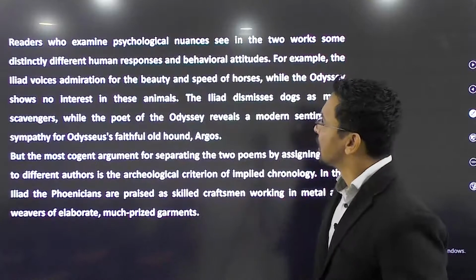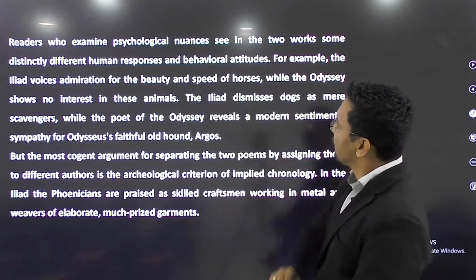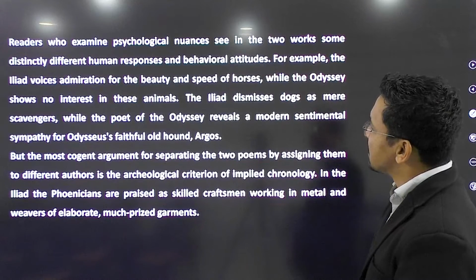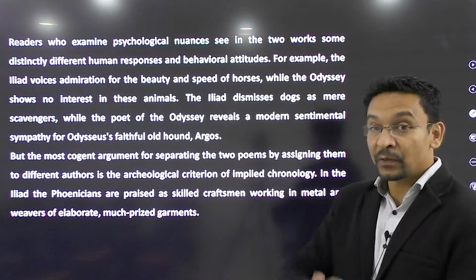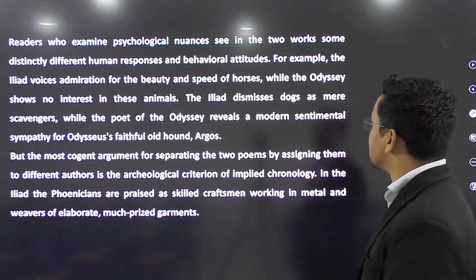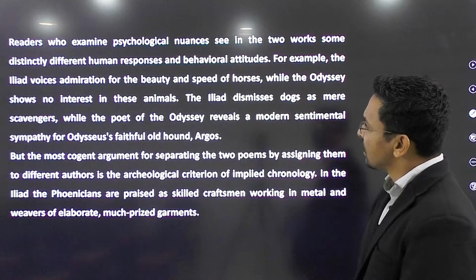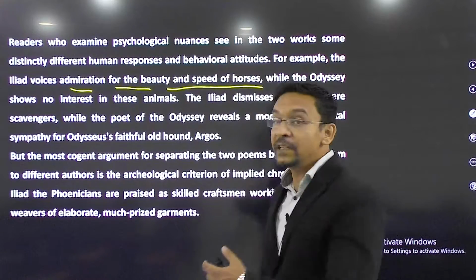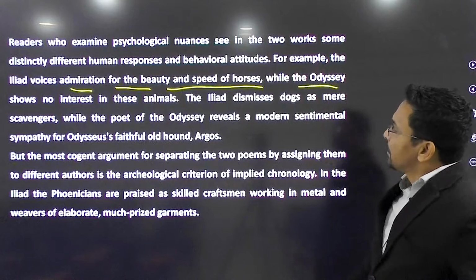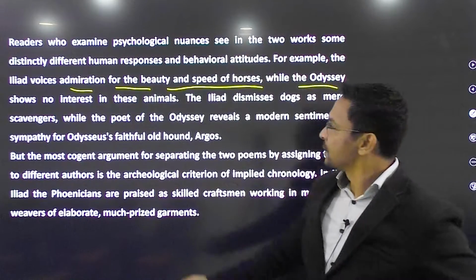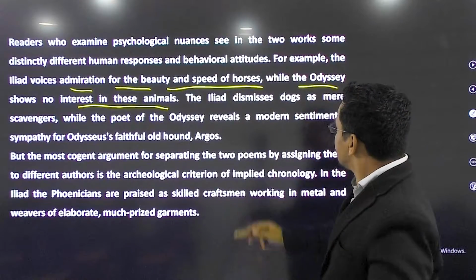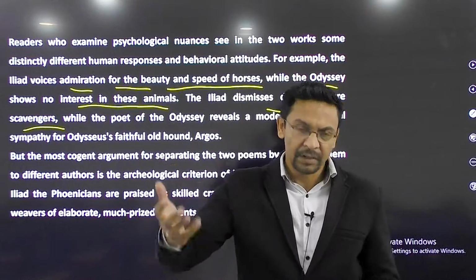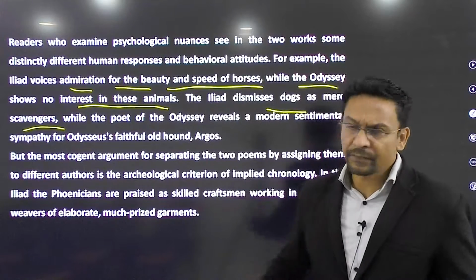Unbrokenly चलता है ज़्यादा. अब readers who examine psychological nuances, details, see in the two works some distinctly different ह्यूमन रिस्पॉन्सेज. कुछ ह्यूमन रिस्पॉन्सेज और एटीट्यूड्स उनमें डिफरेंट नजर आते हैं. फॉर एग्जाम्पल, इलियड जो है ना, वो क्या वॉइस करता है? एडमिरेशन फॉर द ब्यूटी एंड स्पीड ऑफ हॉर्सेस. जबकि ओडिसी जो है, वो कोई इंटरेस्ट नहीं दिखाता एनिमल्स में. इलियड डिसमिस करता है डॉग्स को एज मियर स्कैवेंजर्स. स्कैवेंजर्स होते हैं जो पुराने जो जानवर मर गए हैं, उनके जो बॉडीज को खा के साफ कर देंगे बस.